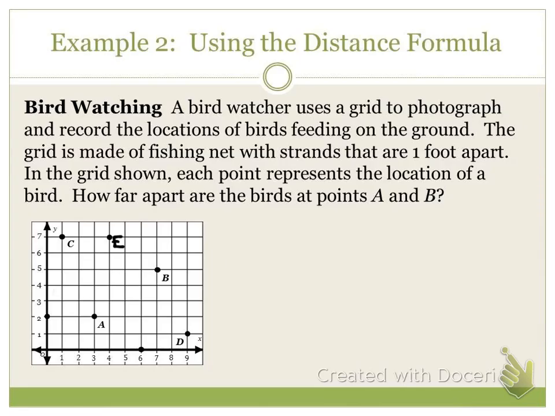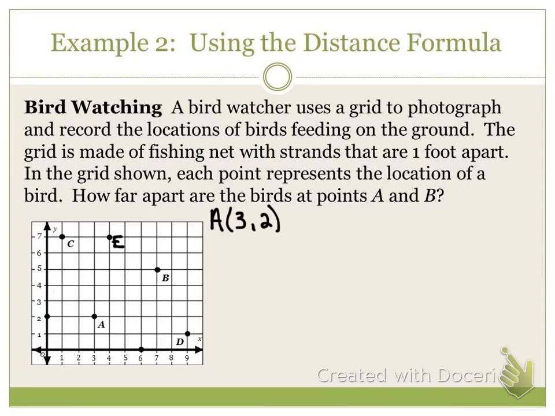Can I pull an ordered pair off the grid? Can I find its location or its coordinates? So let's look at bird A. Can anybody raise their hand and tell me what would be the ordered pair for bird A? Colin? 3, 2. It would be 3, 2. Do you agree? Over 3, up 2. So bird A, the ordered pair is 3, 2.